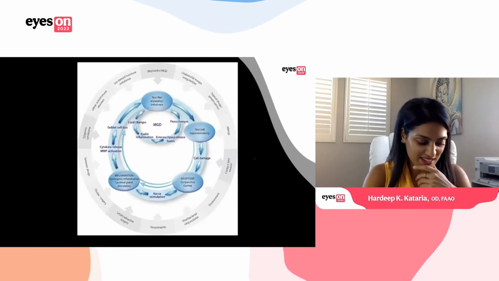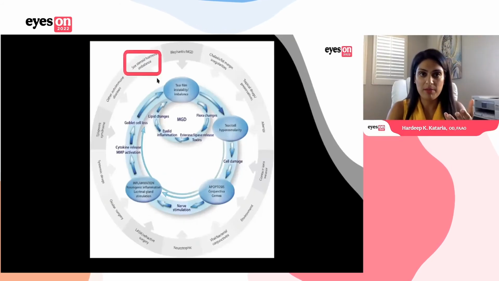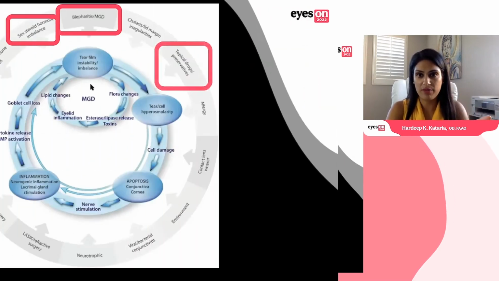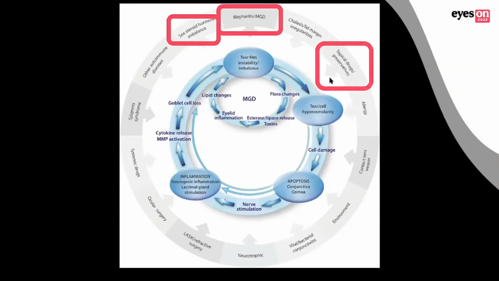So let's go back to this slide. So she may have some sex steroid hormonal imbalance there. We've seen that she has signs of meibomian gland dysfunction, very obvious. She uses generic latanoprost, which is preserved with benzalkonium chloride. And so we know that that's going to be toxic to the epithelial cells. She is a contact lens wearer.